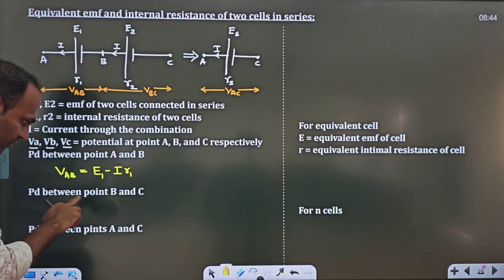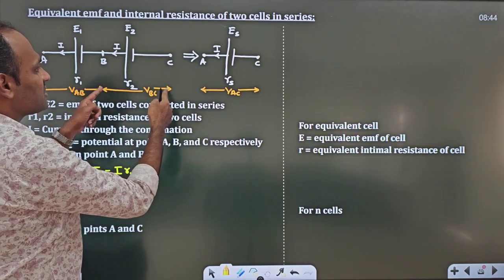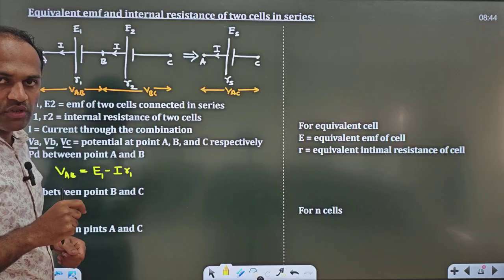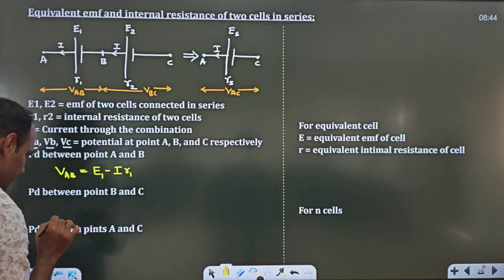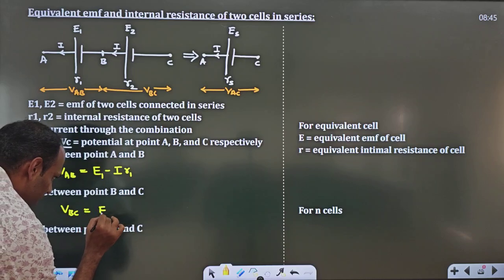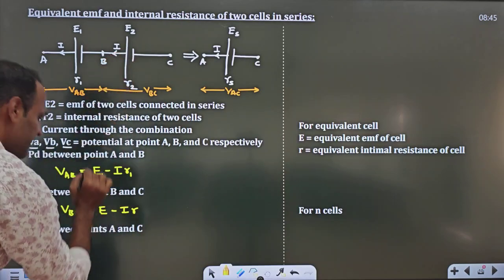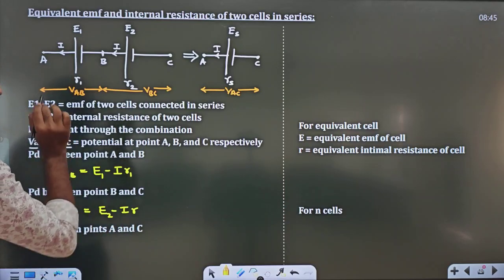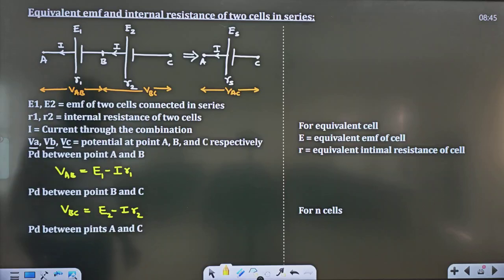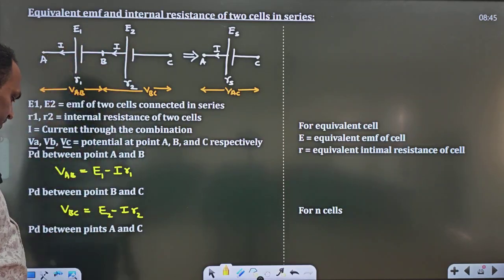Similarly, the potential difference between B and C is the terminal potential difference of the second cell. So I will apply the formula to the second cell. VBC is equal to, again, E minus IR. The EMF of the second cell is E2, current is I, internal resistance is R2. So we have written the terminal potential difference of the first cell and of the second cell.